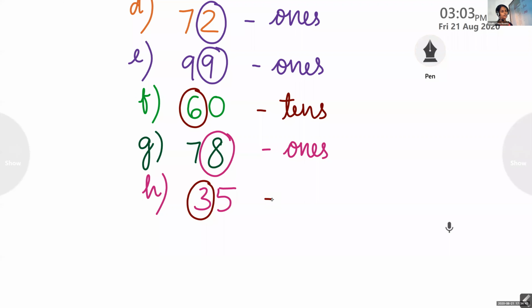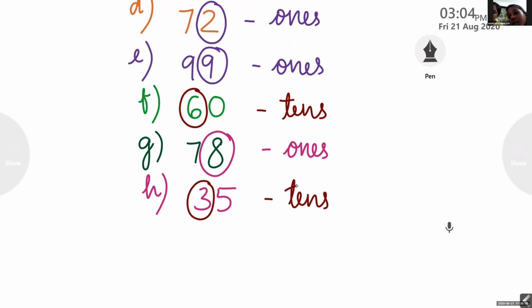The place of 3 in the number 35. Tens. It is tens.